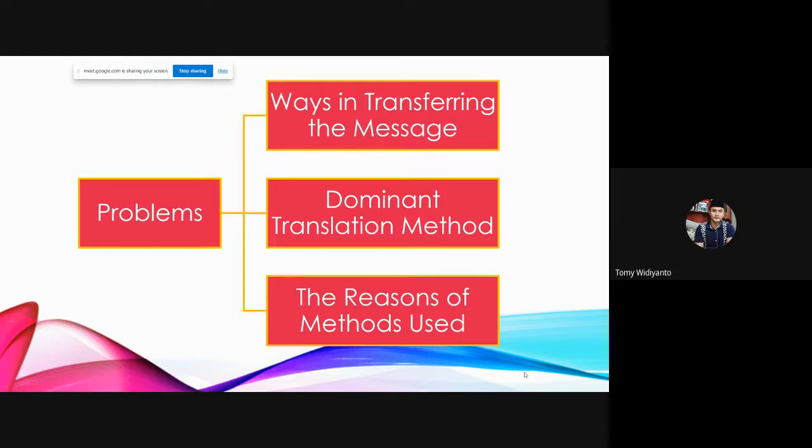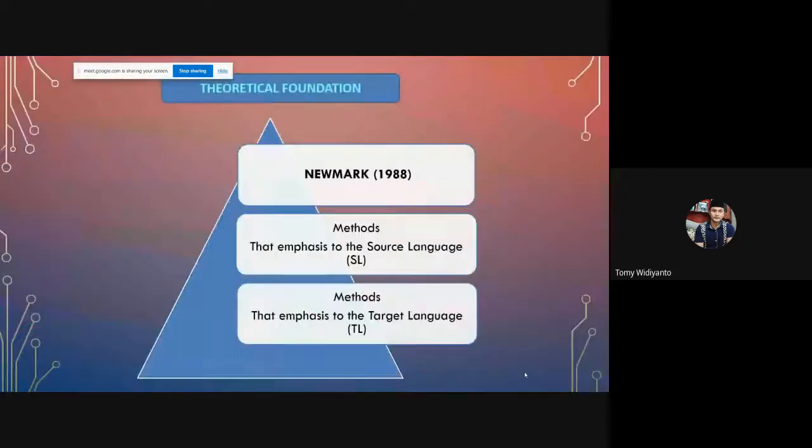The slide shows us the problems of the study, which consist of 3 points. The first is ways of transferring the message. The second one is the dominant translation method, which can be seen from the results and findings of the research that we are going to discuss in the next slide. The third point is the reasons for the method used.